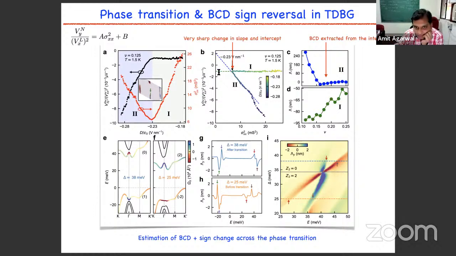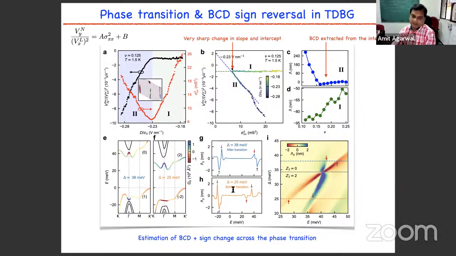Okay? And you can use the intercept, this green line and this blue line, to extract the Berry curvature dipole actually. Okay? And that looks like this, positive on one side and negative on the other side basically. And this is what I was just trying to argue, that if you have a topological phase transition, you will see the effect in the BCD, etc.